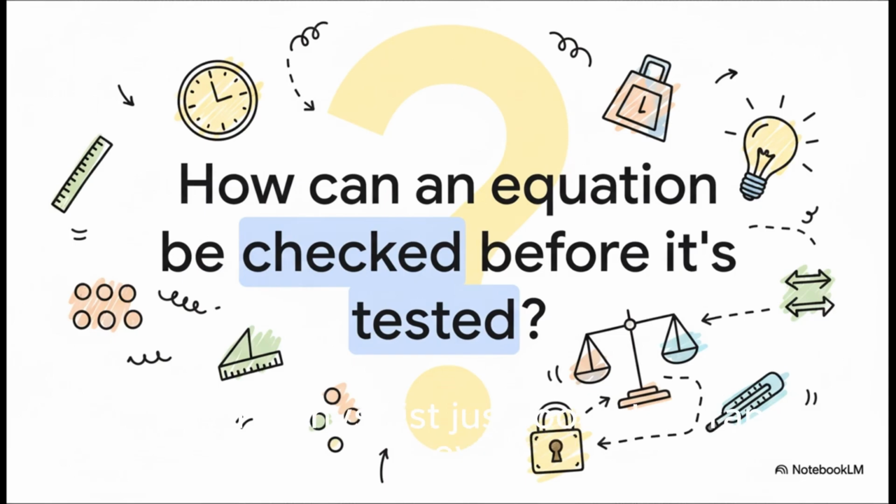How can a physicist just look at a brand new, totally untested equation and know almost instantly if it has a shot at being right or if it's just complete nonsense? It almost sounds like a superpower, doesn't it? Well, by the end of this explainer, you'll know exactly how they pull it off.